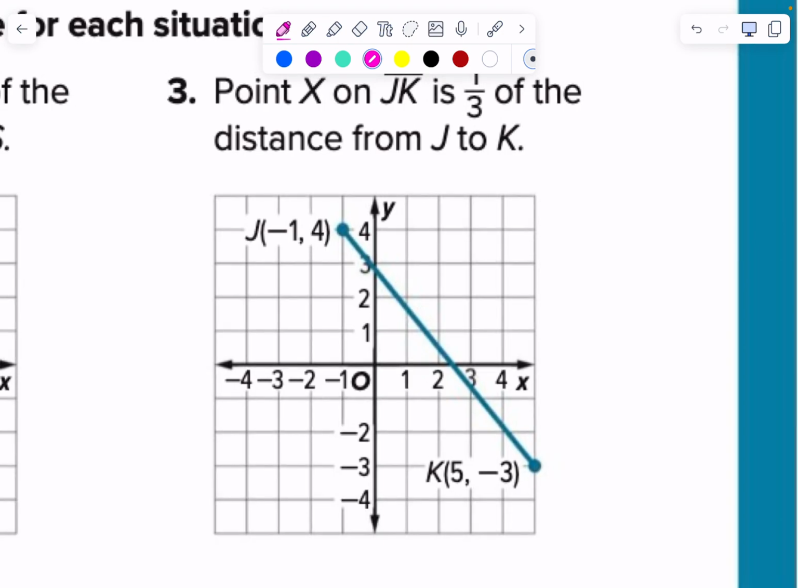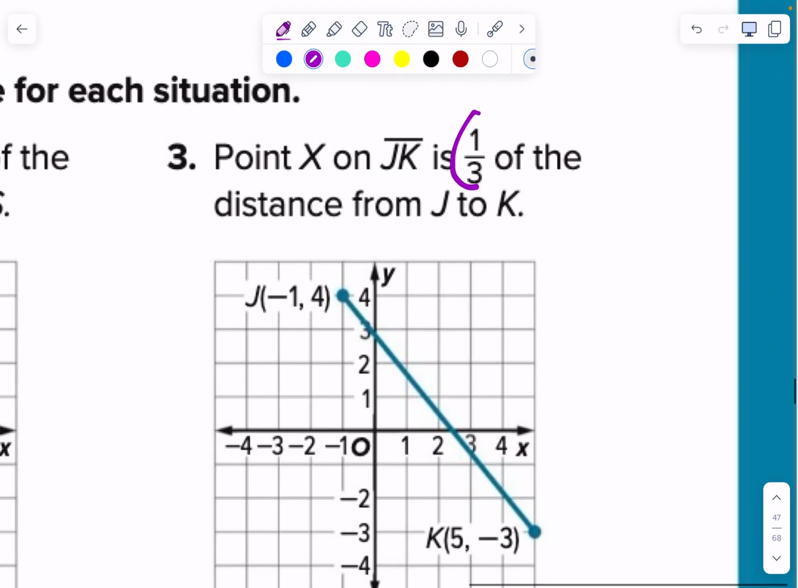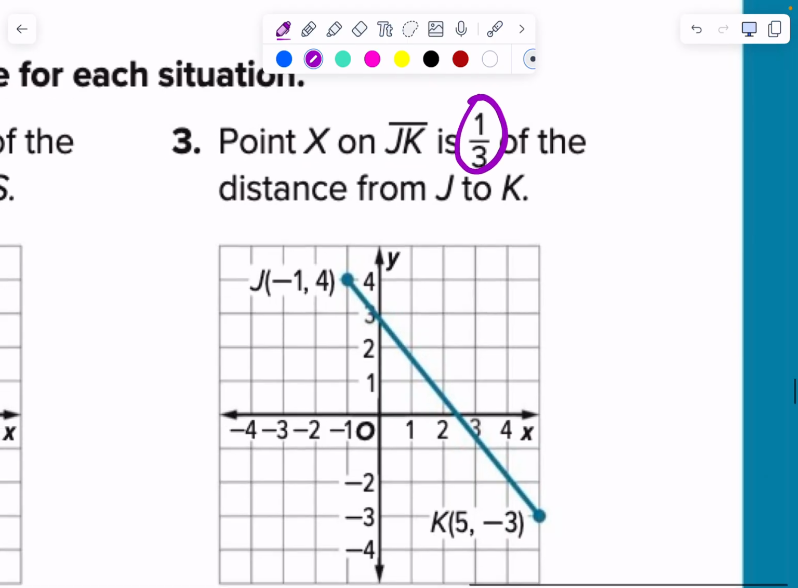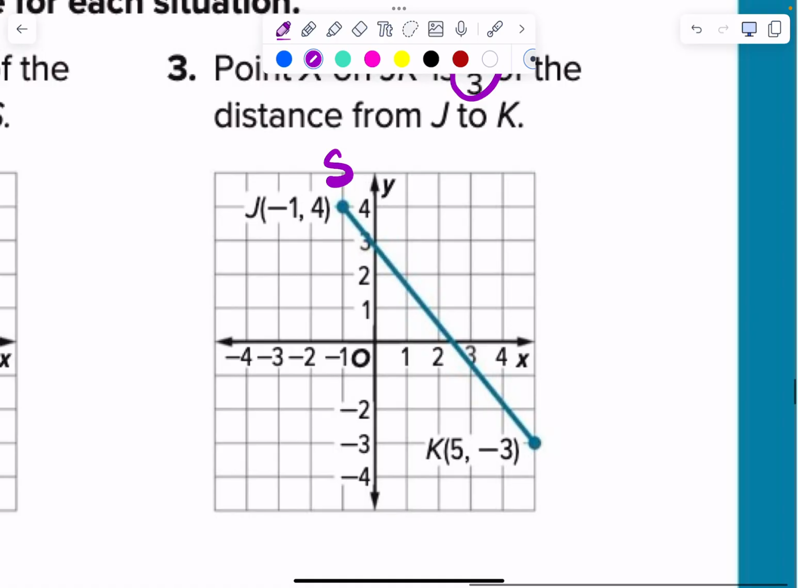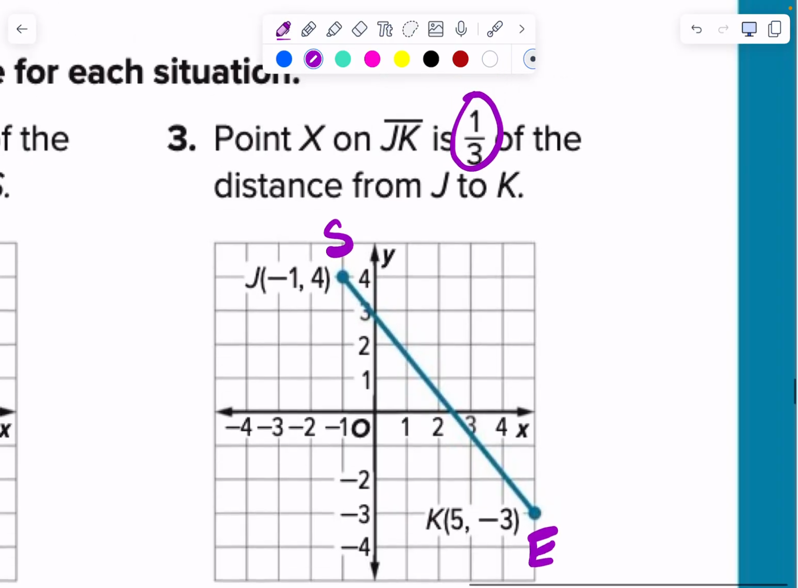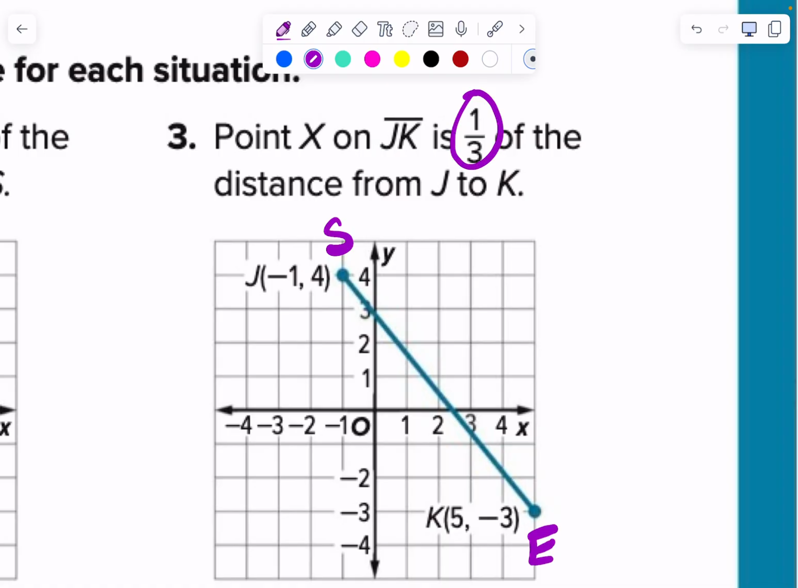This is a good problem, okay? Go to the homework number 3, which you don't have to do, but it's a good example. I like this one, okay? Number 3, here we go. I like this one because it's going downhill, so we've got to look at what's happening when we're going downhill. We want to go 1/3 of the distance from J to K. So we're starting at J and we're going to K. This is my ending spot. Okay? Starting, ending. I want to go a third of the distance from J to K.